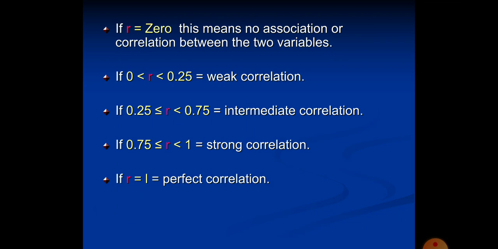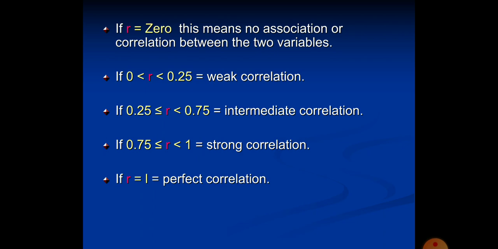Now if r is 0, as I have told you earlier, it means the correlation between two variables does not exist, no association or correlation. If r is lying between 0 to 0.25, so that is near 0. 0.25 is near 0, so the value which is near 0 gives us weak correlation.